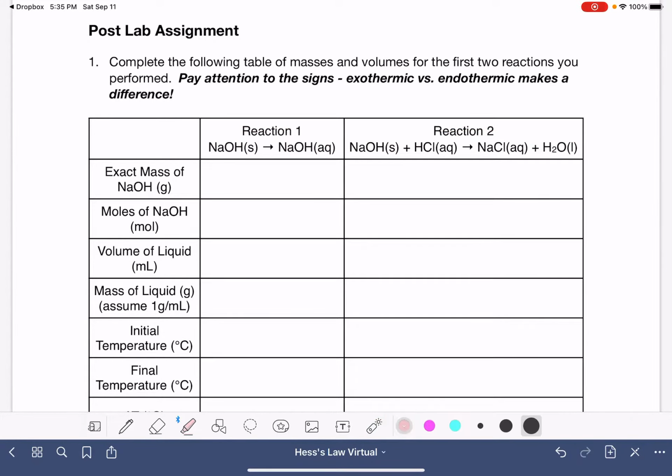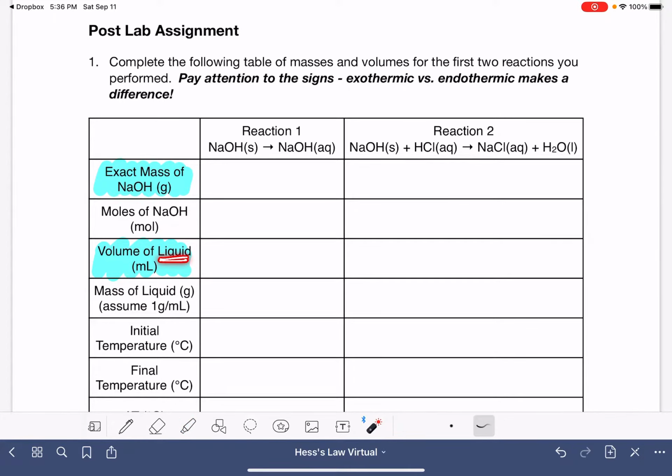So first thing I'm going to do is just go through and mark the stuff that you'll be collecting during the experiment. You'll be reporting the exact mass of NaOH. You'll get that from your balance. And then also the volume of the liquid, it says, in units of milliliters.